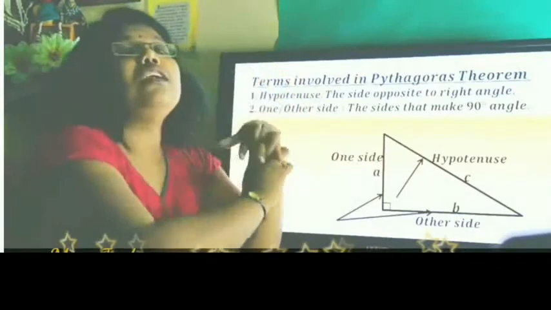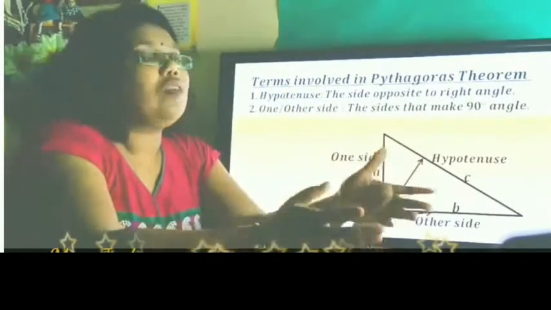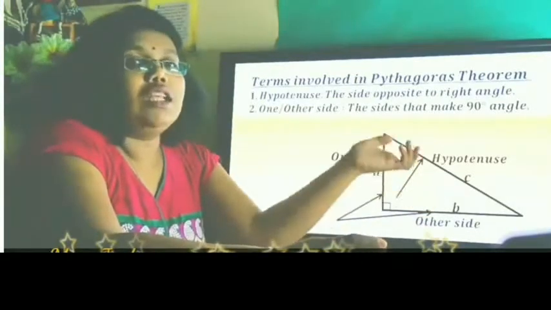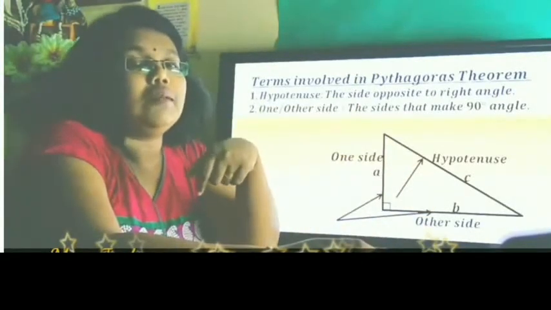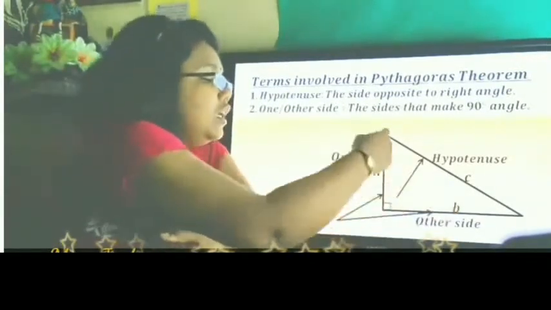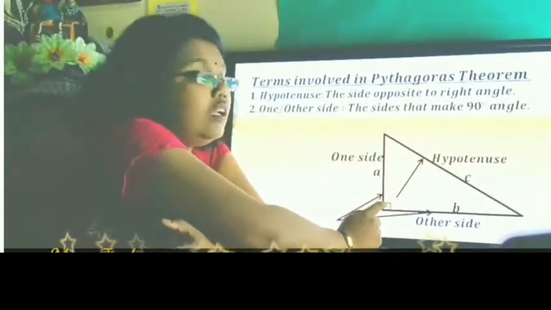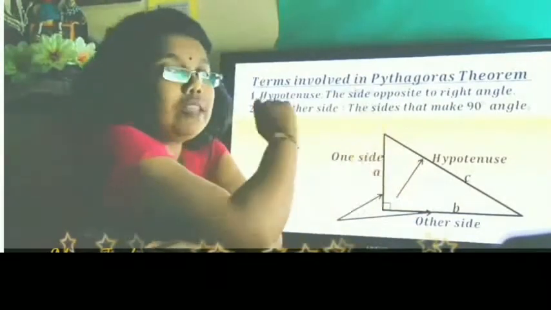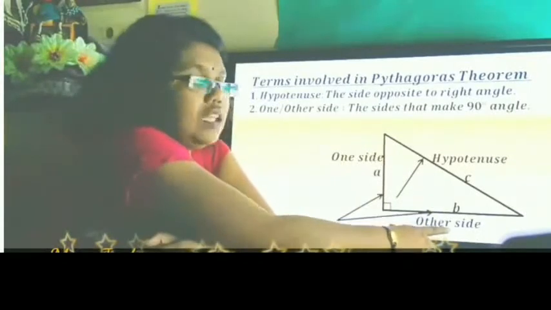Hypotenuse is a term that is used basically with right angle triangles. When you make a triangle, the side that faces the 90 degree, the right angle, is called hypotenuse. Now here is a right angle triangle. This is a 90 degree angle. Right in front of it, the side which falls is called the hypotenuse. And this is one side, this is the other side.